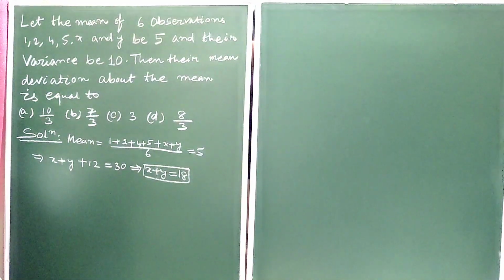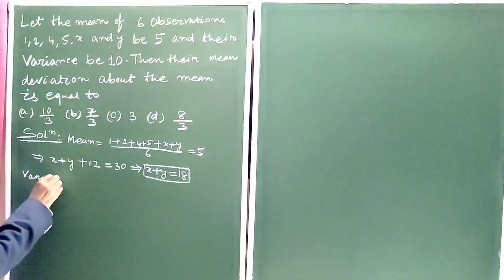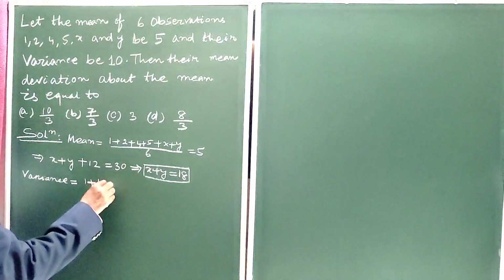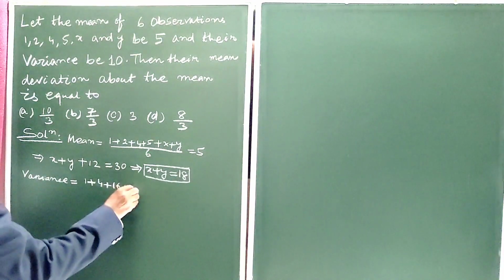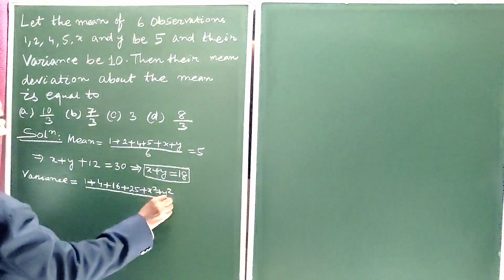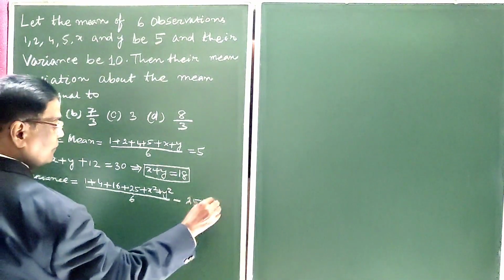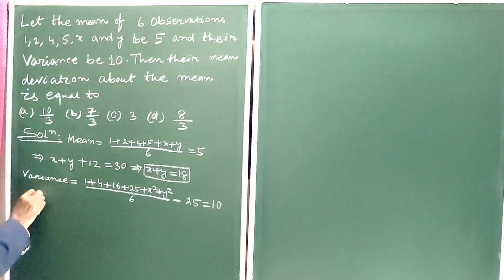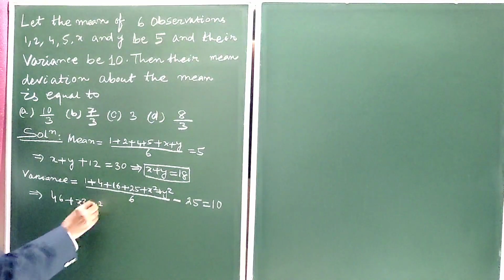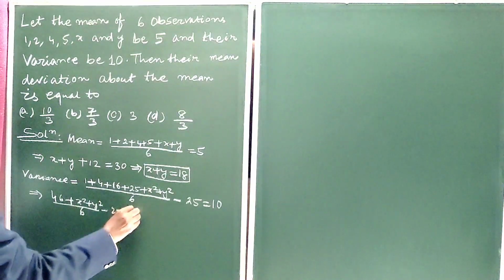Again, the variance is 10. Now, variance is equal to (1 square, 2 square is 4, 4 square 16, 5 square 25, plus x square plus y square) divided by 6, minus mean square 25. This is equal to 10. So this implies (36 + x square + y square) by 6 minus 25 is equal to 10.